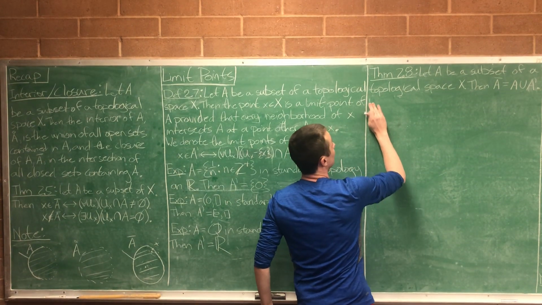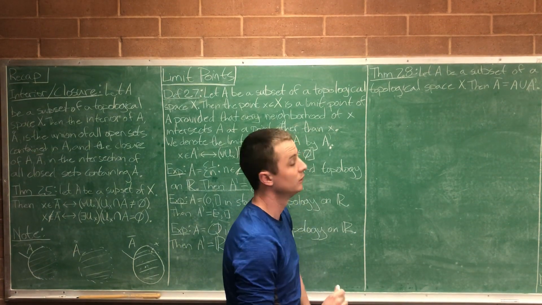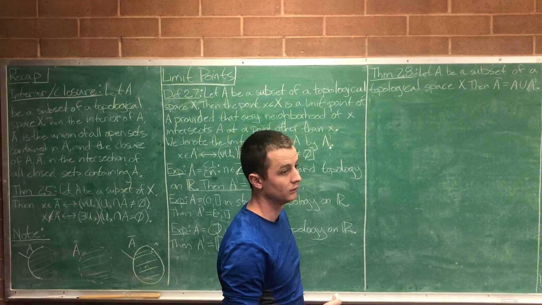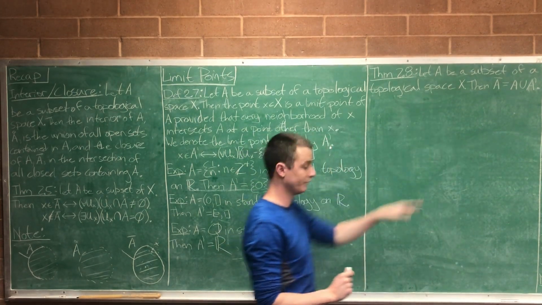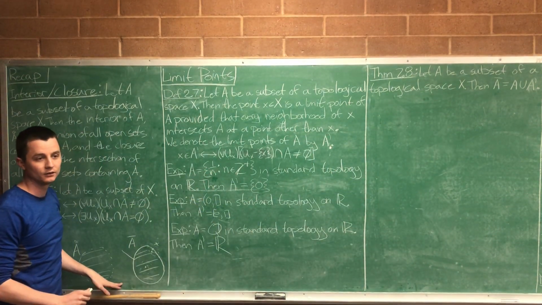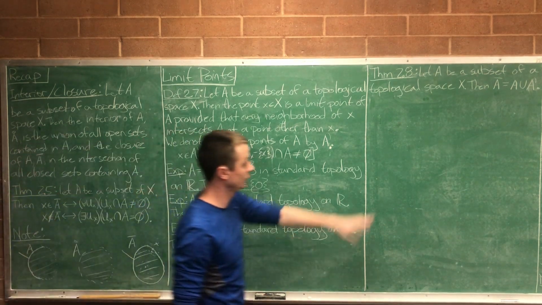I thought in the beginning you said that A's closure would just be equal to the limit points of A. Why is it now A union the limit points of A? This is in general. I said over here it happens to be the case. Oh, okay. So this is always true.